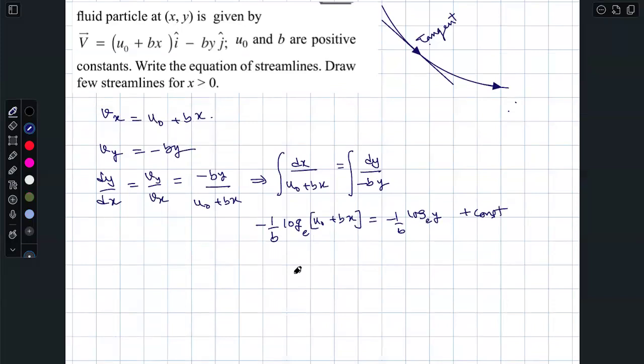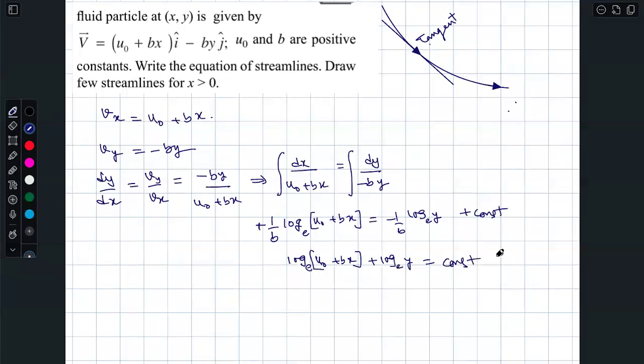First point is, you can cancel minus 1 by b on both the sides. So what you will get is log e u naught plus bx plus log e y is a constant.